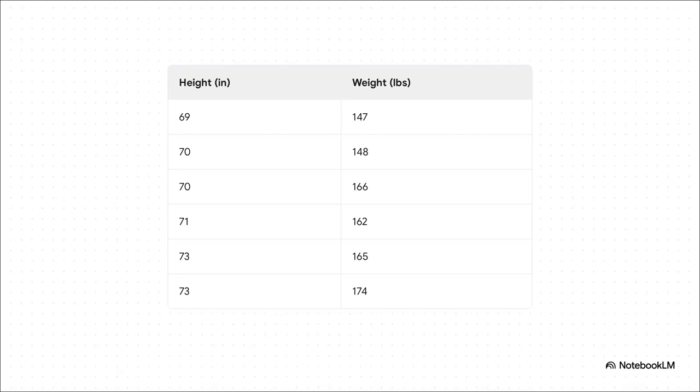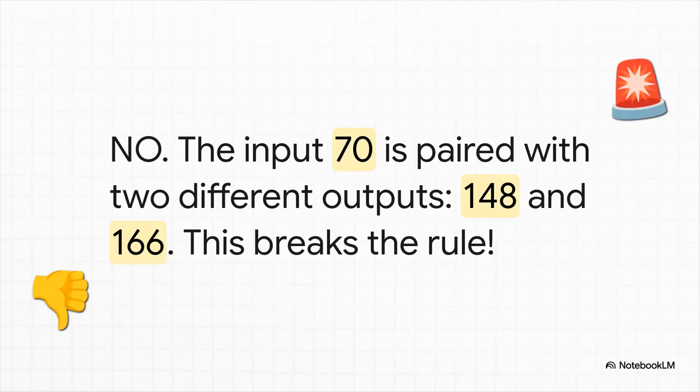Take a close look at the data here. Scan down that height column. That's our set of inputs. Do you spot anything a little weird about the input 70 inches? And there it is. This relation is not a function. And why? Because that single input, 70 inches, is paired with two different outputs, 148 pounds and 166 pounds. That breaks our one and only one rule big time.